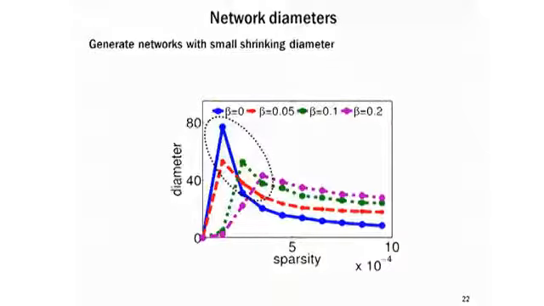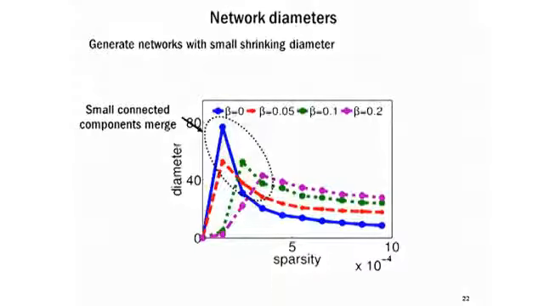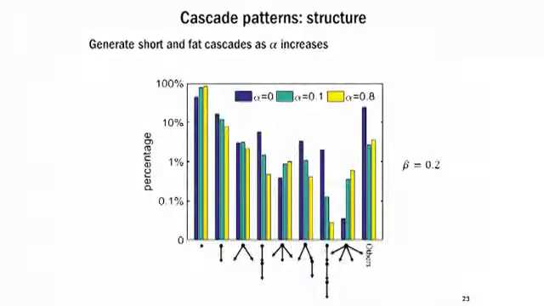As it evolves over time, the diameter essentially shrinks over time, okay? Also observed in real-world networks. So you can produce a bunch of other statistical properties of real networks, not just related to network structure. It is also related to the cascade, the information diffusion process. As you increase this information diffusion-driven link creation process, you will see more often these fat and short cascades, which is also observed in real-world networks.